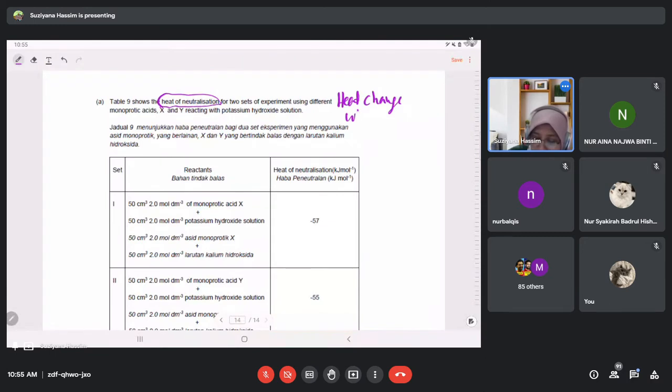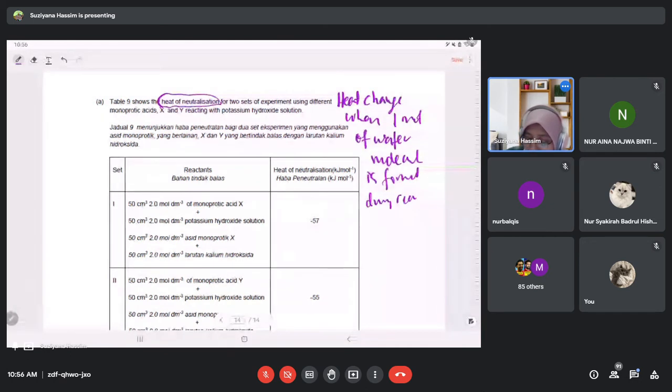Heat change when 1 mole of water molecule is formed during the reaction of acid and alkali. Our target is 1 mole of water molecule formed during the reaction of acid and alkali.